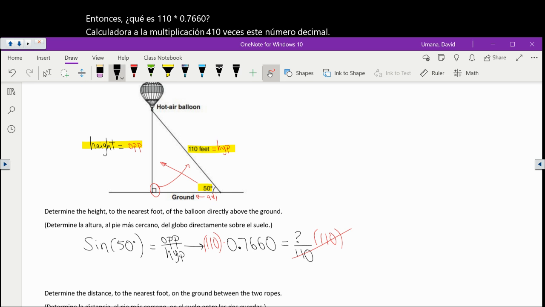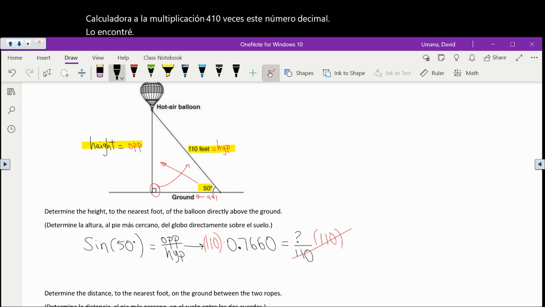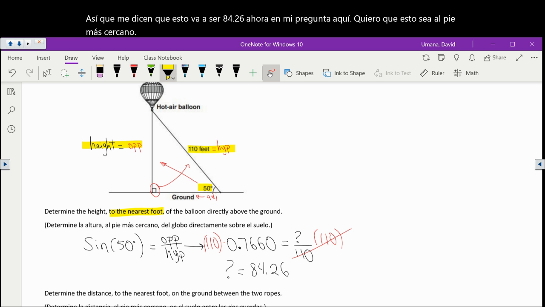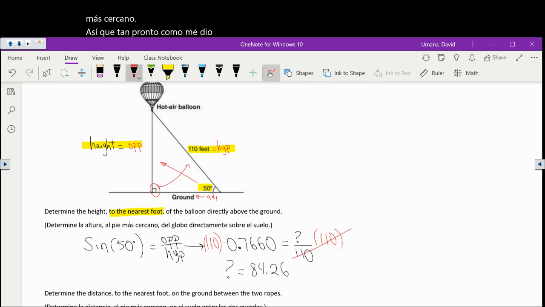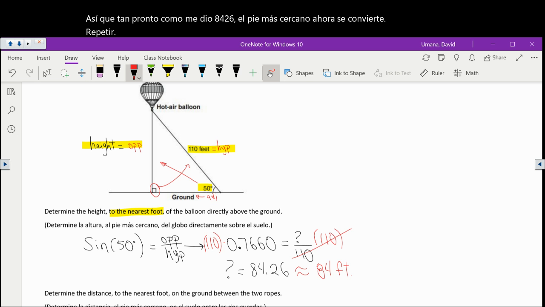Anybody found it? So I'm being told that this is going to be 84.26. Now, in my question here, I want this to be to the nearest foot. So as soon as she gave me 84.26, the nearest foot now becomes 84 feet. Okay? I don't need the decimal basically. Okay? Now here's the next piece.